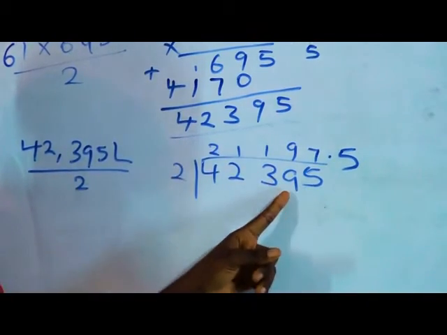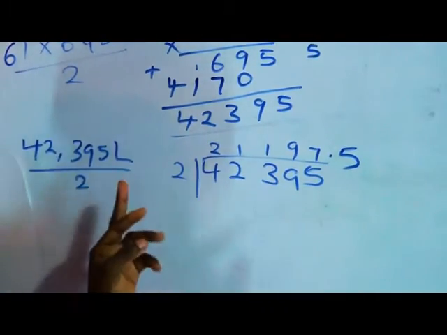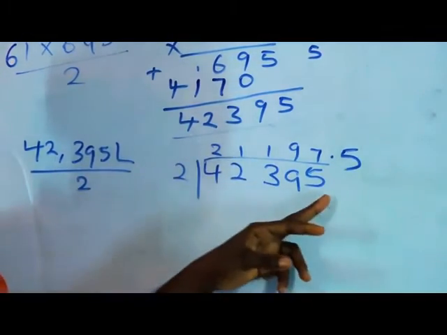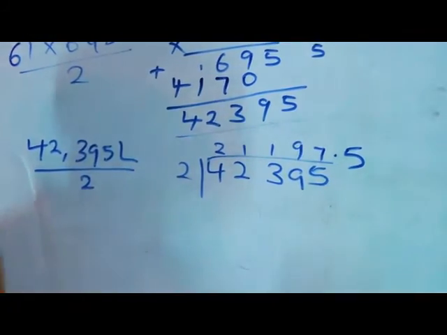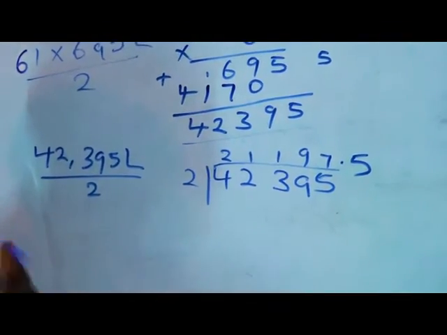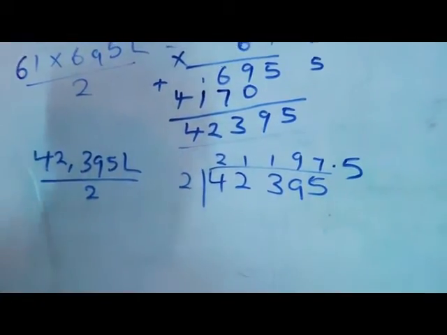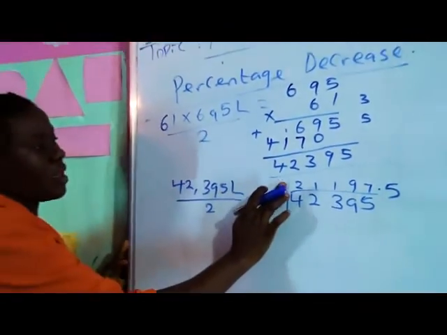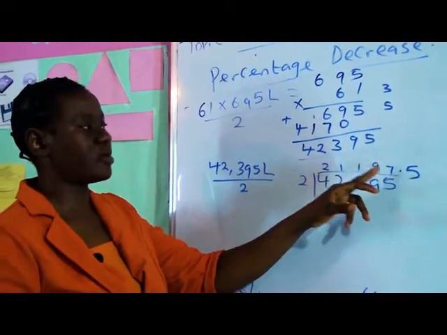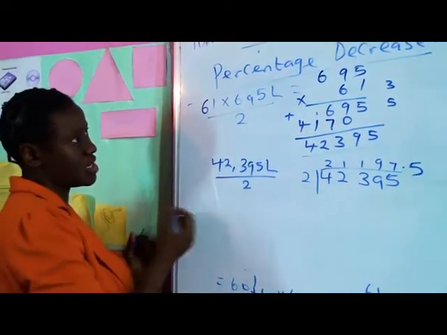How many 2 can I get in 19? 9. Remainder 1. I added the 1 over here, making 15. How many 2 can I get in 15? 7. 2 times 7 is 14. So 15 minus 14 is 1. Now there's a decimal point here, so I can add 0 to the back of 1, making 10. How many 2 can I get in 10? 5. So the fuel has been reduced by 21,197.5 liters.